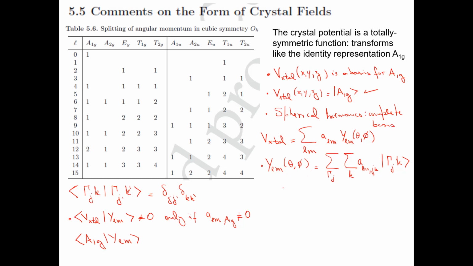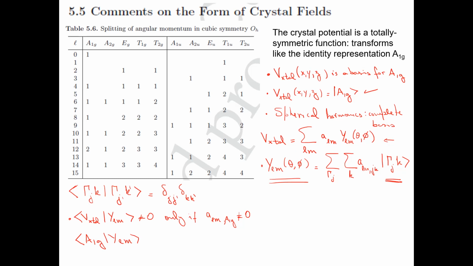So unless A1G is part of the expansion of a given spherical harmonic in the basis functions of the group, that is, only if the A1G representation is contained in the expansion of the spherical harmonics, then this spherical harmonic is going to be also part of the expansion of the crystal potential in this expression. I hope this is clear.